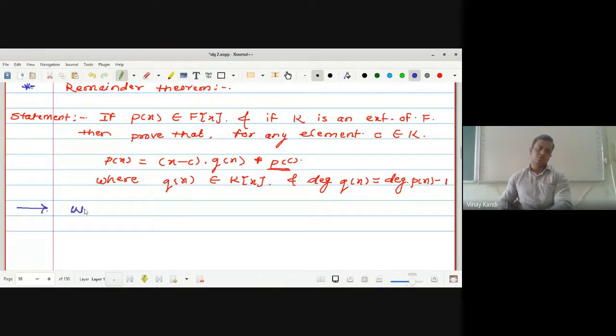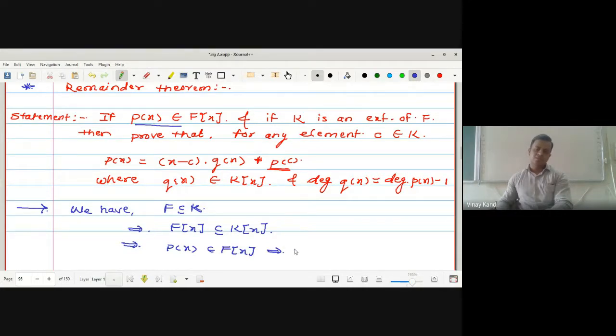We have K is the extension of F. It means F is contained in K. This implies capital F of x is contained in capital K of x. So if P of x belongs to capital F of x, this implies P of x belongs to K of x, because F of x is contained in K of x.